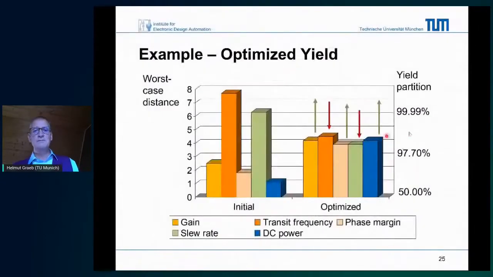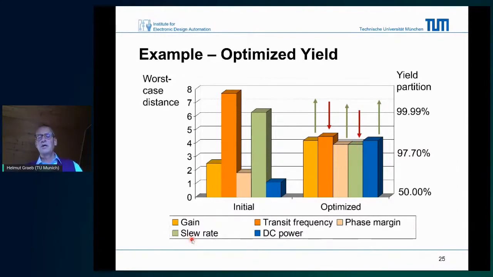Now, here are the numbers in bars. This is optimized, right? You pump up your worst case distances as much as possible. Now, why is this the optimum here? The optimum actually is 4 sigma approximately, right? So with that technology, with that circuit, with that specification, you get to a 4 sigma design. That's all possible. Now, you can't get better because if you increase the worst case distance for the phase margin, you automatically decrease the worst case distance of the slew rate.